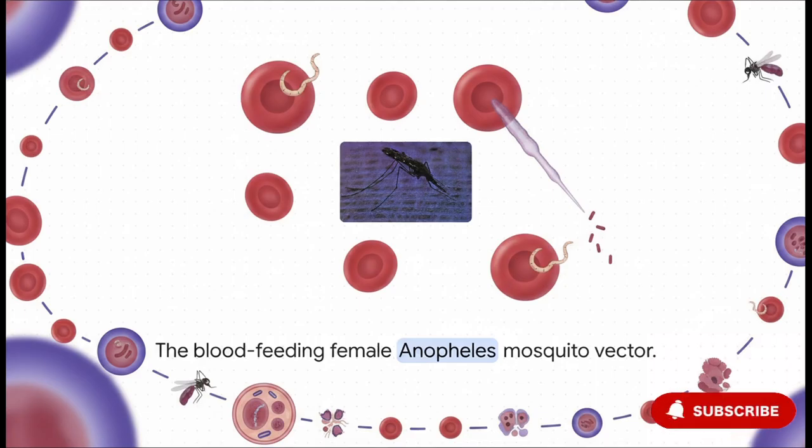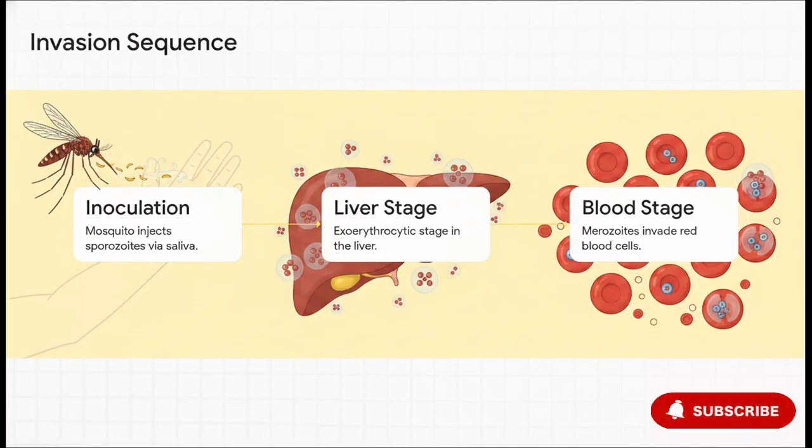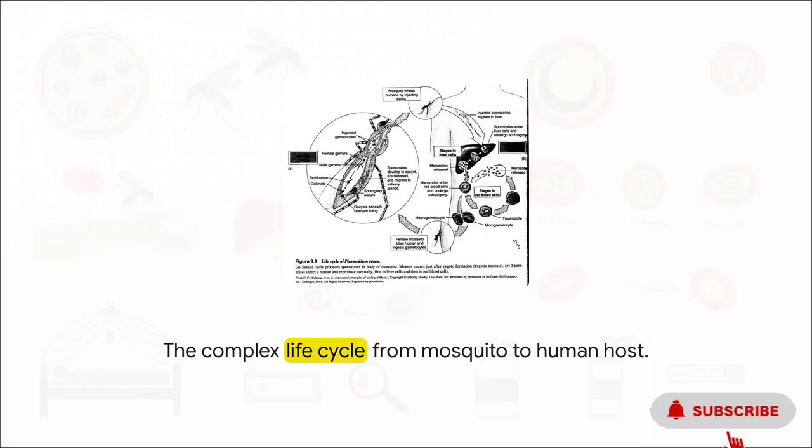right through her saliva. And this invasion, it's not random. It happens in a highly structured three-step sequence. Step 1, the mosquito inoculation we just talked about, introducing the parasite. Step 2, the parasite goes into hiding and multiplies. We call this the Exoerythrocytic stage, which just means outside the red blood cells. Specifically, it sets up camp in the human liver. And finally, step 3, the erythrocytic stage. This is where it bursts out of the liver to systematically invade and destroy human red blood cells. It's a calculated attack.